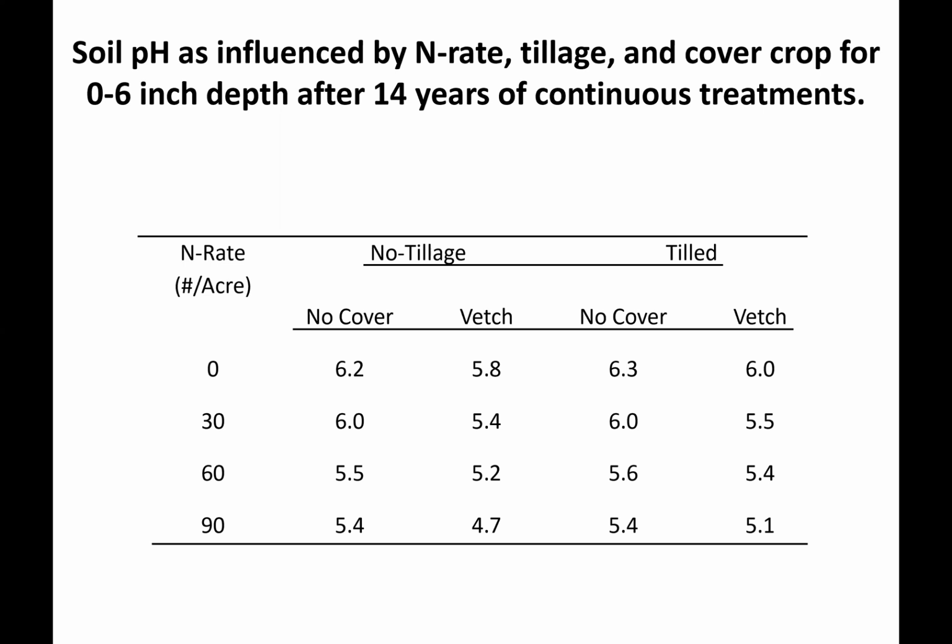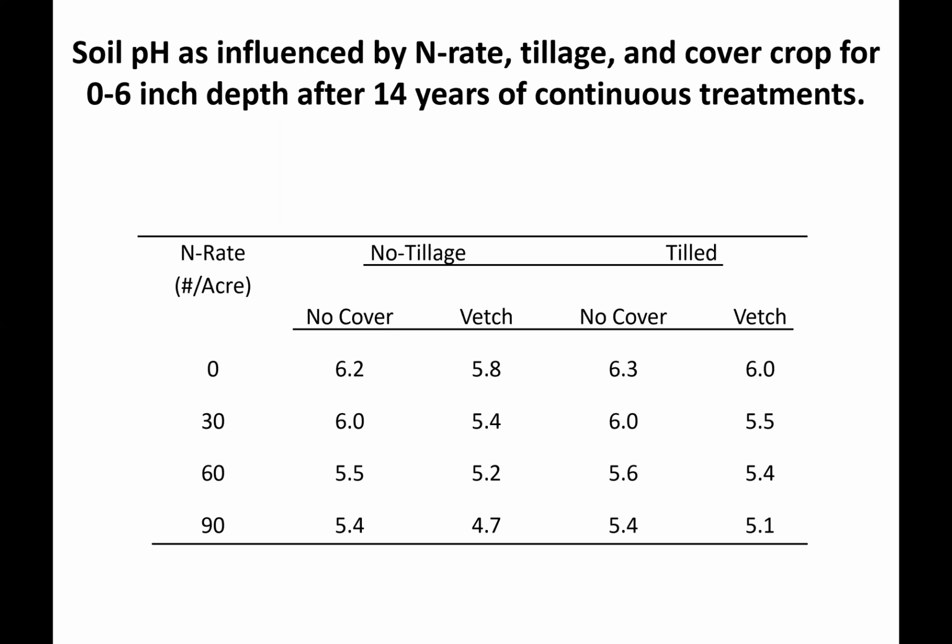Nitrogen applications in crop production is the #1 cause of a reduced pH for Kentucky agriculture, or actually agriculture in the Southeast. That's just part of the cost of doing business. So we add nitrogen from 0, 30, 60 to 90. Well, what if we go from the left to the right? If we look in the no-till, no cover, it has a pH of 6.2 at 0 pounds of nitrogen, and it goes down to a pH of 5.8.